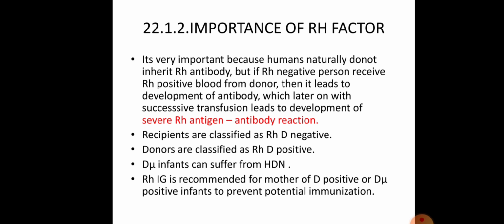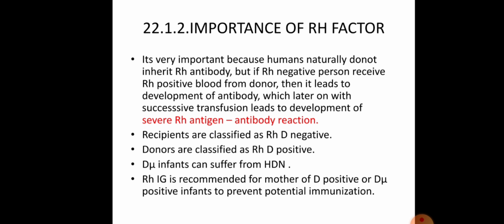Now, why is the Rh important? It is important because humans do not naturally inherit Rh antibody, but if an Rh negative person receives Rh positive blood from the donor, it will lead to development of antibody. Generally, it is not present. Later on, successive transfusion leads to development of a severe Rh antigen-antibody reaction. That is TTR, one type of TTR. Normally, the transfusion reaction will be of ABO incompatibility, but on successive transfusion, Rh incompatibility can occur.